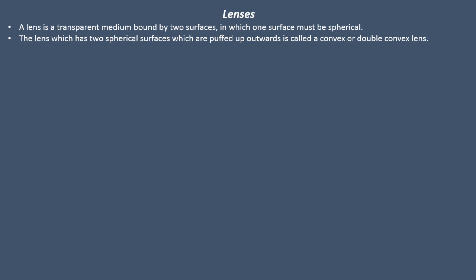So first we see about a convex lens. The lens which has two spherical surfaces which are puffed up outwards. Puffed up means they are swollen on the outward side. Have a look at this figure. See, these are the two surfaces. This is one surface and this is the other. These two surfaces are puffed up, meaning outward swollen. That is what we call a convex lens.